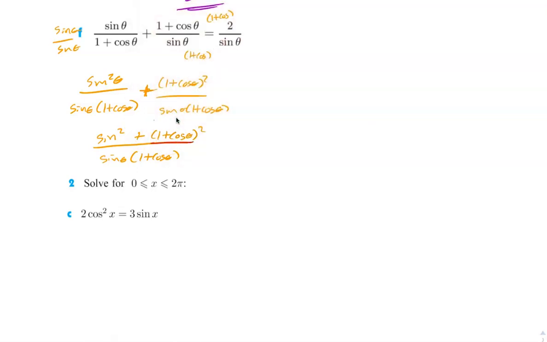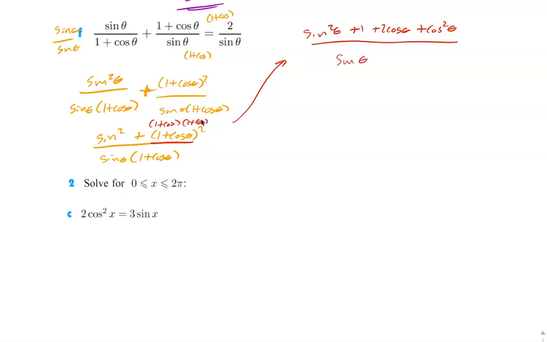Don't be lazy. This is 1 plus cosine times 1 plus cosine. If you distribute that, you should get this: the sine squared from outside, that's from this guy. And then over here, 1 times sine, 1 times 1 is 1. Cosine plus cosine is 2 cosine. And then cosine times cosine would be cosine squared. All on top, and on the bottom I have sine theta times 1 plus cosine theta.